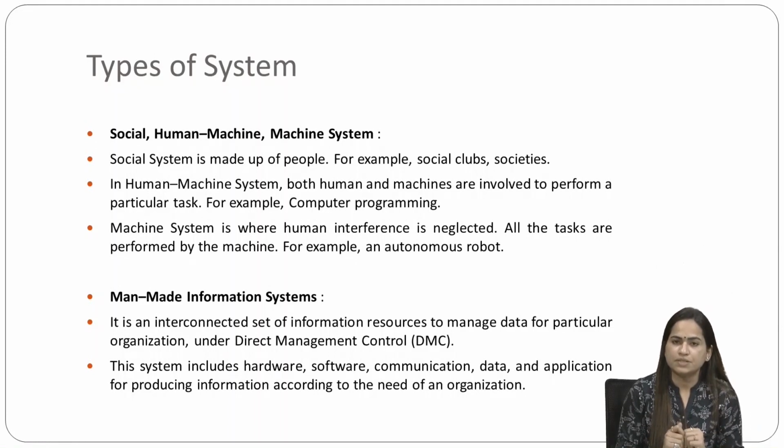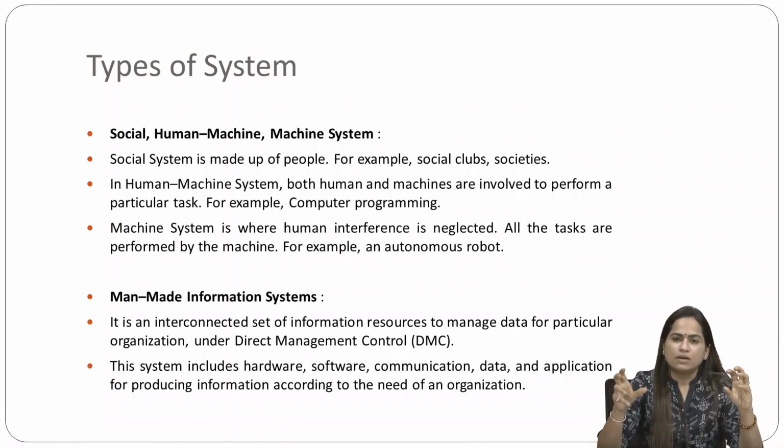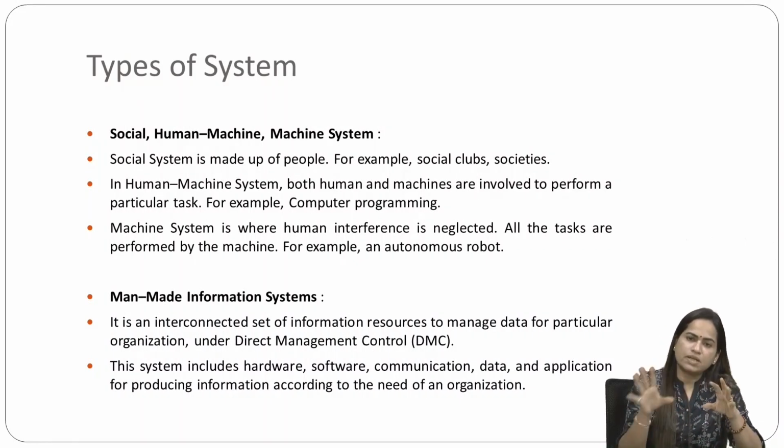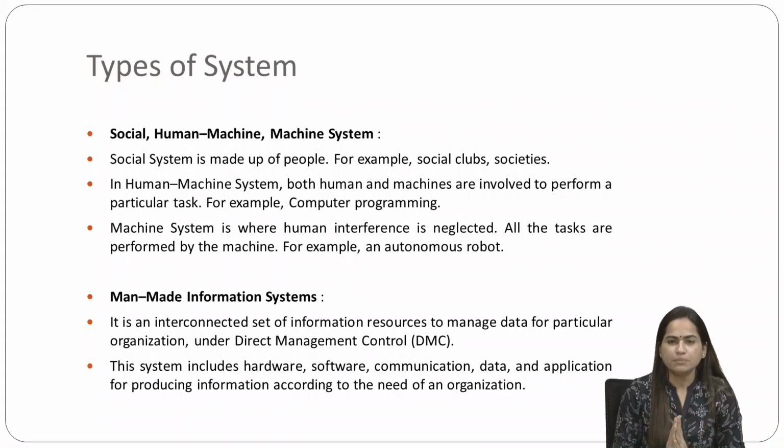Then we have machine systems. These are systems where human interface is neglected. All the tasks are performed by the machines only. For example, an autonomous robot, or right now we have many types of systems in which the user does not have to interact anywhere. Each and everything is done with the help of the machine. Once the user gives input, the rest of the things will be done by the machine only.